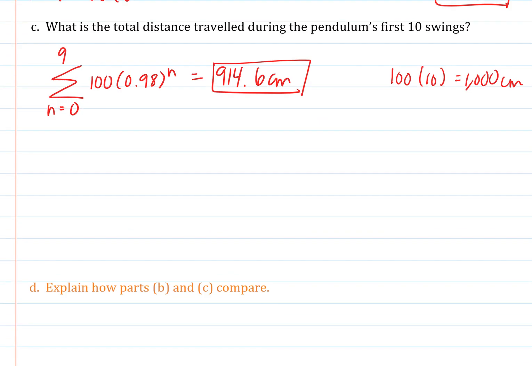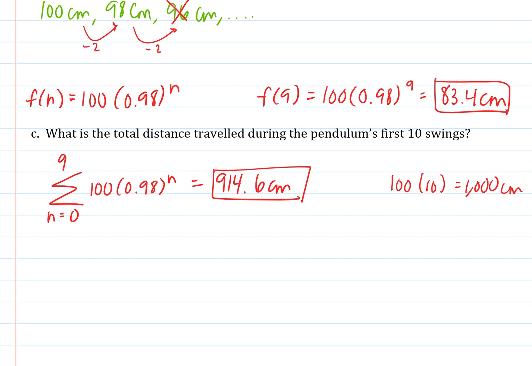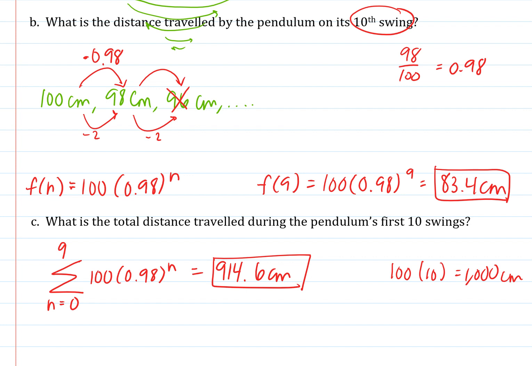Final question of the day is, how are B and C different? This total distance is asking us to add up individual distances. That's why we're using a series. Whereas this is an individual distance traveled. That's why we're using just a term from the sequence.